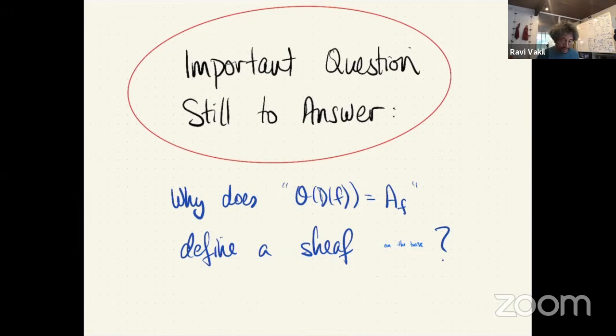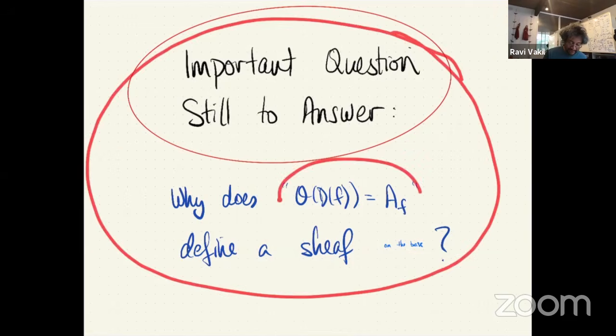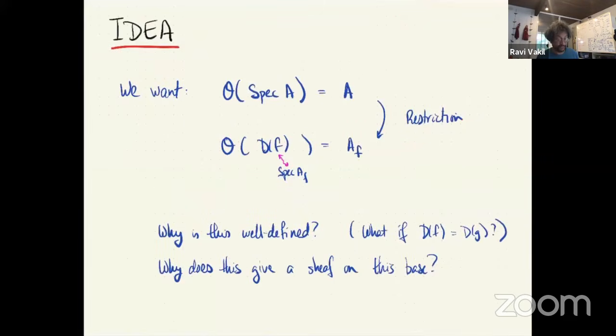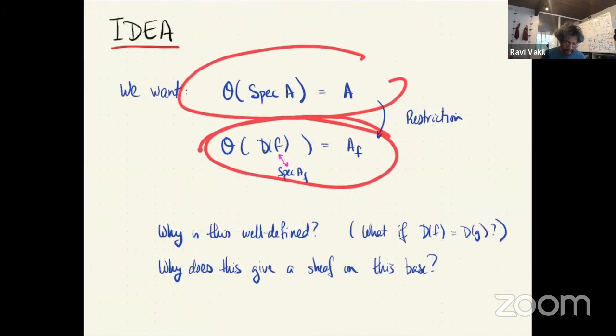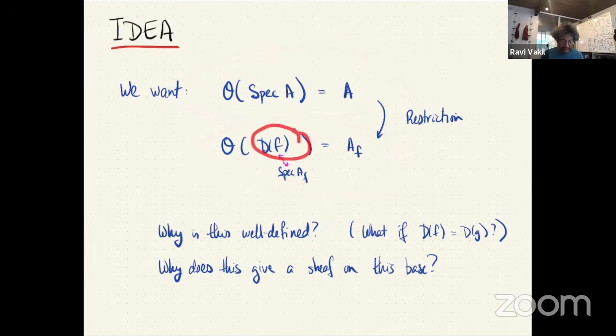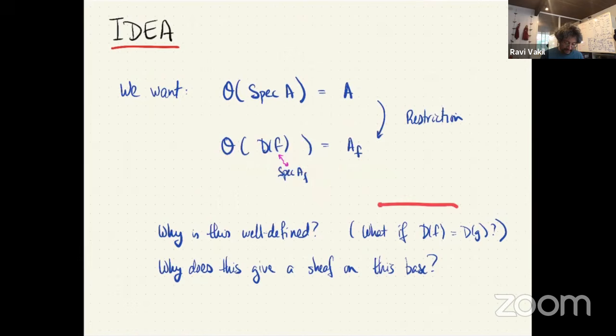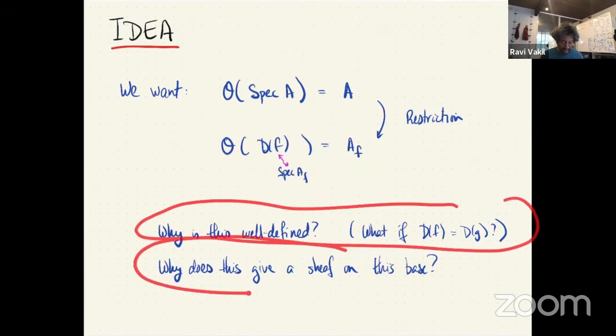So unfortunately, to make all this work, we need to answer the question of why this actually does define a sheaf. All that's missing is to have these things form a sheaf. Again, the idea, which I said last week, is that we declare on every open set, since topologically that's Spec A_f, what the sections are, and we have to worry about whether it's well defined and why it gives a sheaf on the base.